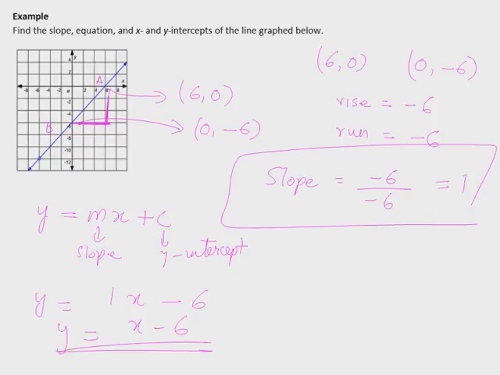If I didn't have this y-intercept, then I'd have to equate two slopes. I'd have to equate the slope of one with a generic slope, which I calculate using a point x, y and another point.